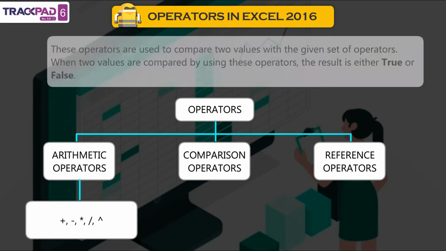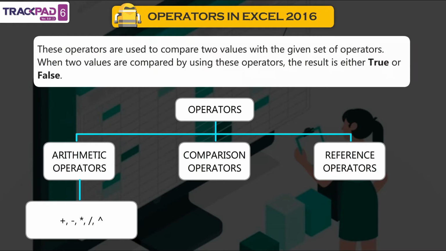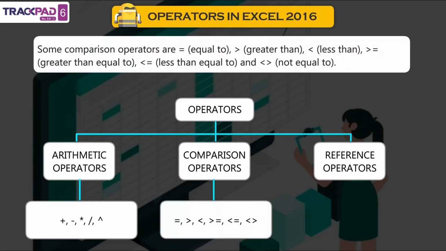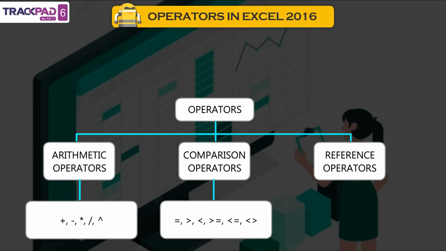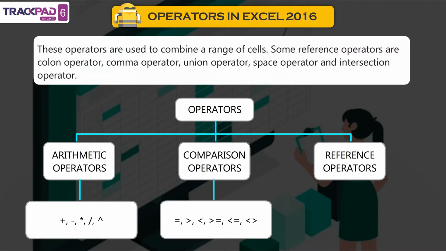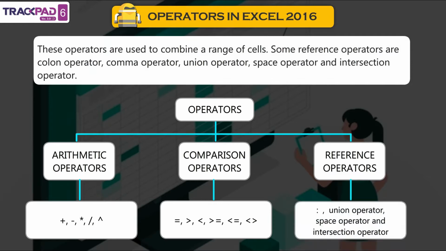Comparison operators. These operators are used to compare 2 values with the given set of operators. When 2 values are compared by using these operators, the result is either true or false. Some comparison operators are equal to, greater than, less than, greater than equal to, less than equal to, and not equal to. Reference operators. These operators are used to combine a range of cells. Some reference operators are colon operator, comma operator, union operator, space operator, and intersection operator.